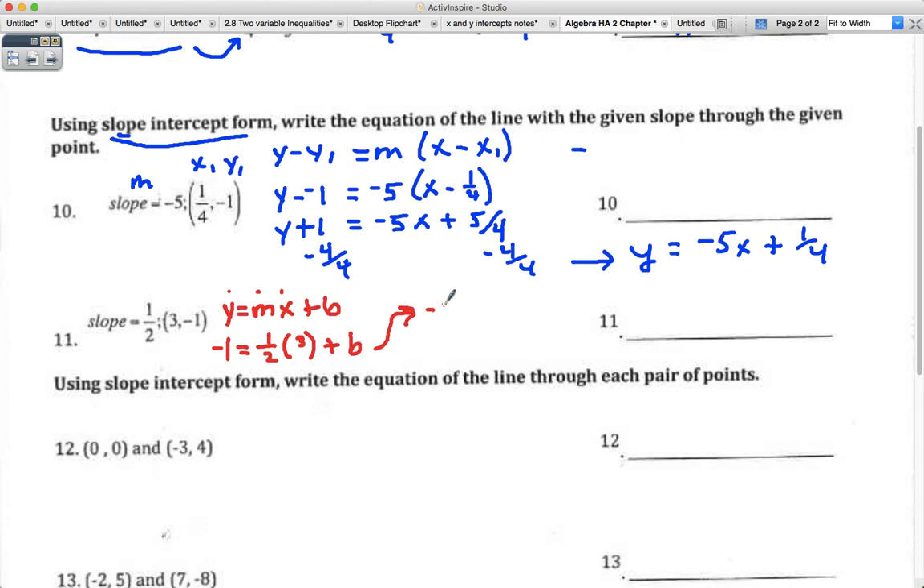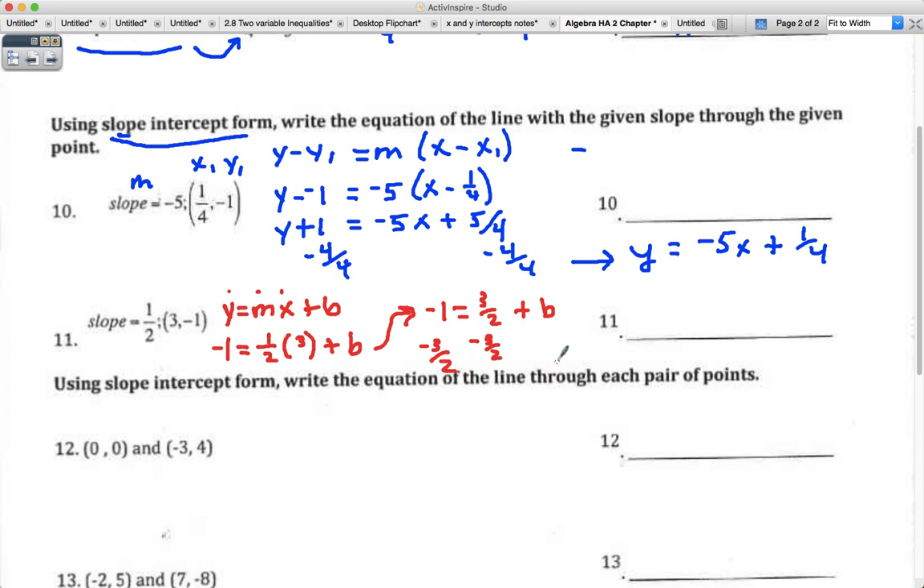That gives us -1 equals 3/2 plus b. Now I'll solve for b. Once I solve for b, I'll have the y-intercept and the slope. So I'm going to subtract 3/2 from both sides. In order to subtract 3/2 from this side, I'm going to turn 1 into 2/2. That will give me the same denominator.